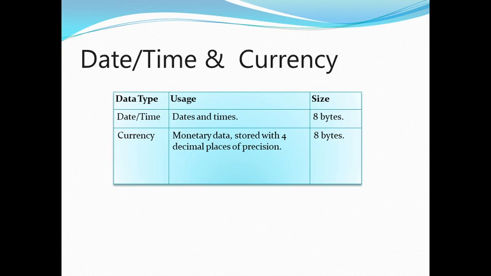Now next is currency. The monetary data type is stored with 4 decimal places of precision and by default the size is 8 bytes.